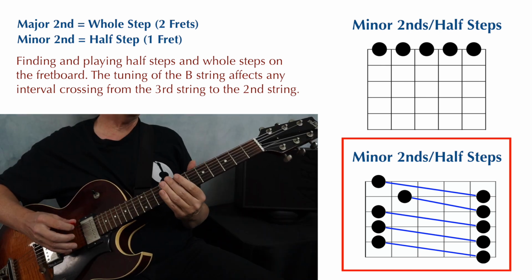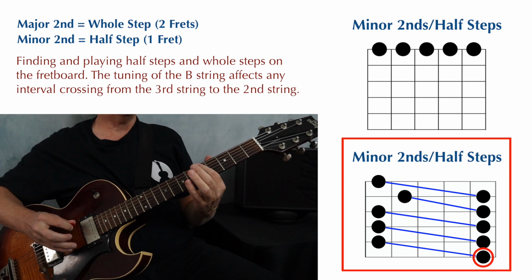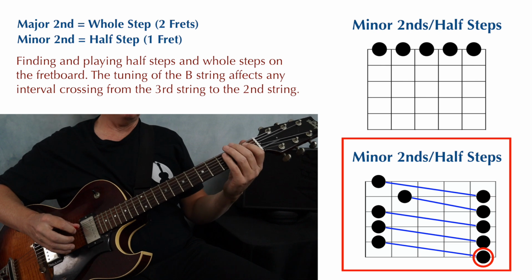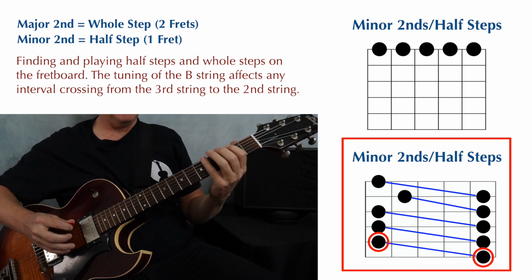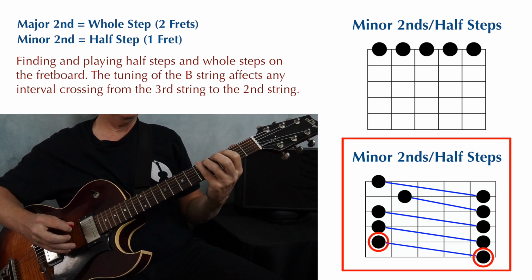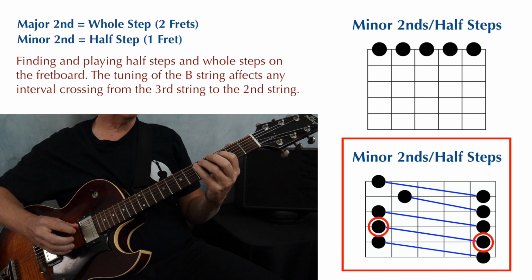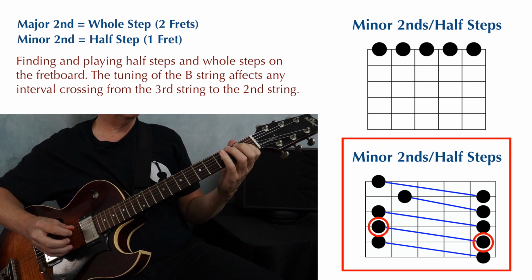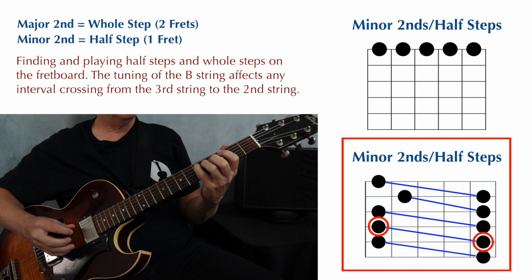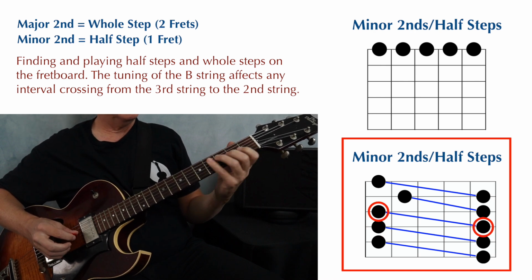So if your first note is on the 6th string, and you want to play a half step or a minor second higher on the 5th string, you play 4 frets lower, and vice versa. Same if you're moving between strings 5 and 4, and 4 and 3.